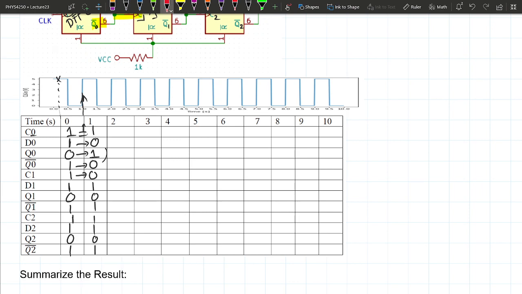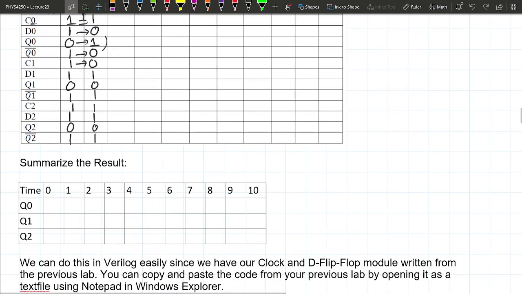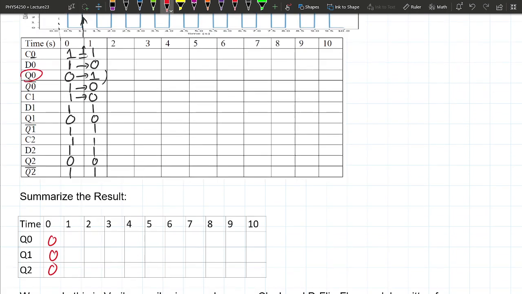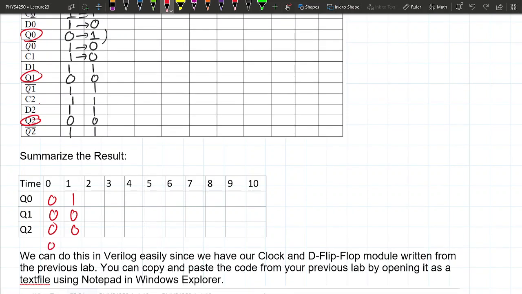So the first time you get, it's going to be 0, 0, 0, because I'm just reading out Q0, Q1, Q2. On the first clock cycle, Q0 got turned into 1, the rest stays the same. So the decimal value here is 0, the decimal value here is 1. Let's see what happens on clock cycle number 2.